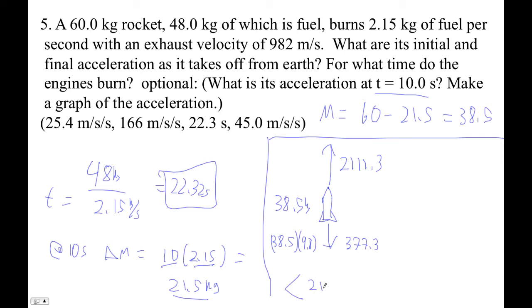Now we can go 2111.3 minus 377.3 is 12 times A. Ooh, not 12. Good God, what am I doing? 38.5 times A. Let's do this. Okay, so 2111.3 minus the answer I just got, divided by 38.5. 45.04. 389.